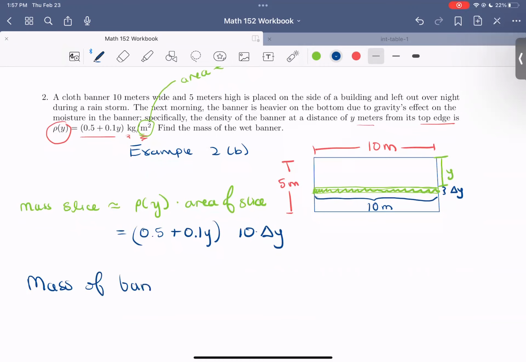Okay, so then now it's your job to determine the mass of the entire banner. And you can use this work that we just did of the mass of a small slice to use an integral to compute the total mass of the banner. All right, so I'll let you take it away from there.